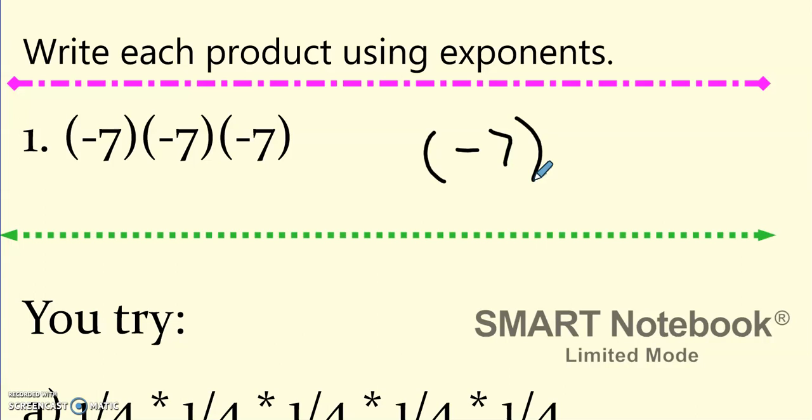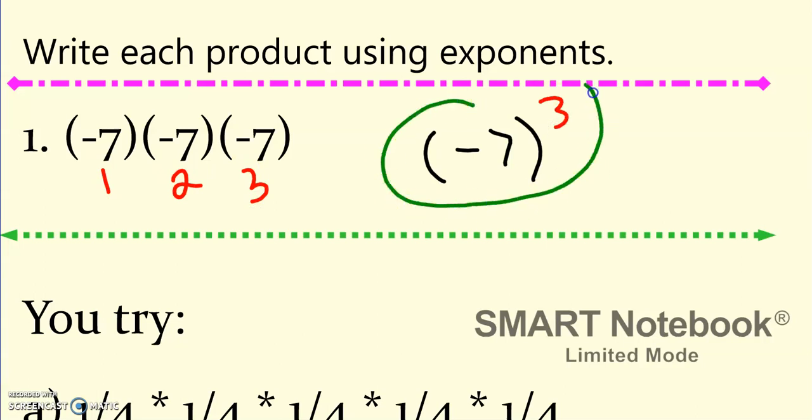So going back to our problem, we have -7. We established that as our base. We now need to count up how many times that is getting repeated. Well, I counted 3 times. So my final answer is going to be -7 raised to the 3rd power.